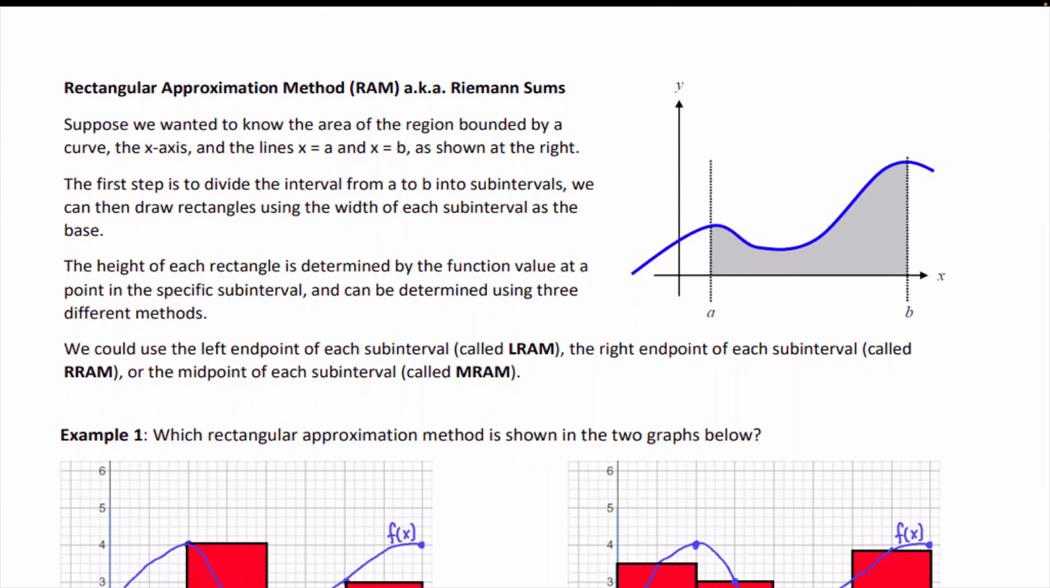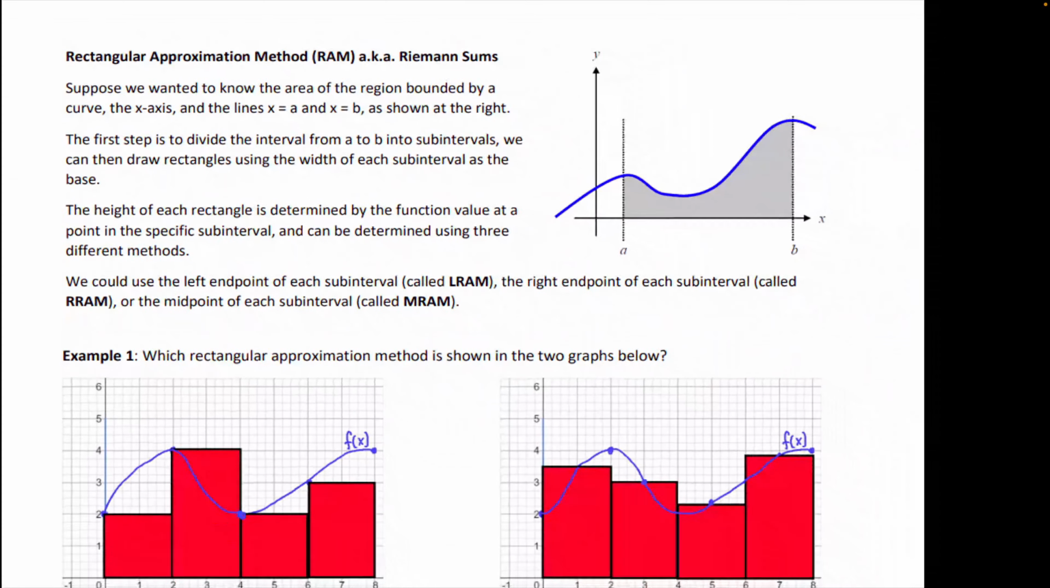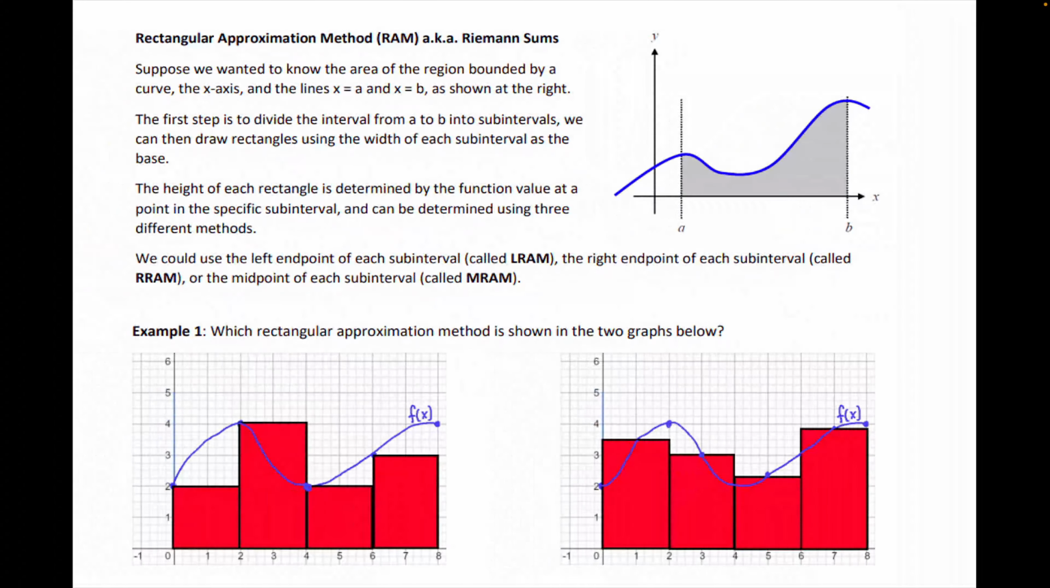Okay, so again, just explaining exactly what we just talked about on the backside. On the next page, on the back of this page, explaining what we just did. Rectangular approximation method, RAM. That's what RAM means. Rectangular approximation method, AKA Riemann sums. Okay? Explains exactly what we did. Now the big part of this is there's 3 types of rectangular approximation method.